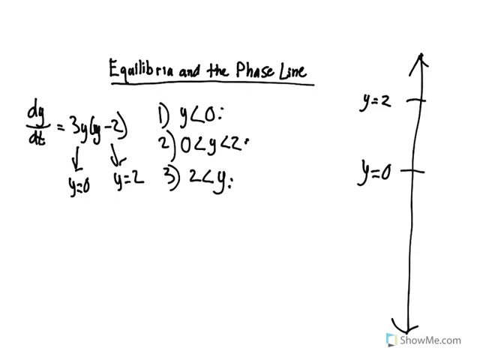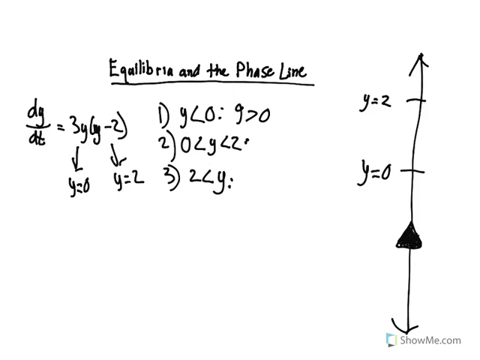So in our first region, y is less than 0. We'll take the arbitrary value y = -1 and plug it into our function. 3 times y is -3. -1 minus 2 is -3. -3 times -3 is 9, which is greater than 0. So that tells us that for all y less than 0, our differential is positive, and we'll put that in our phase line.